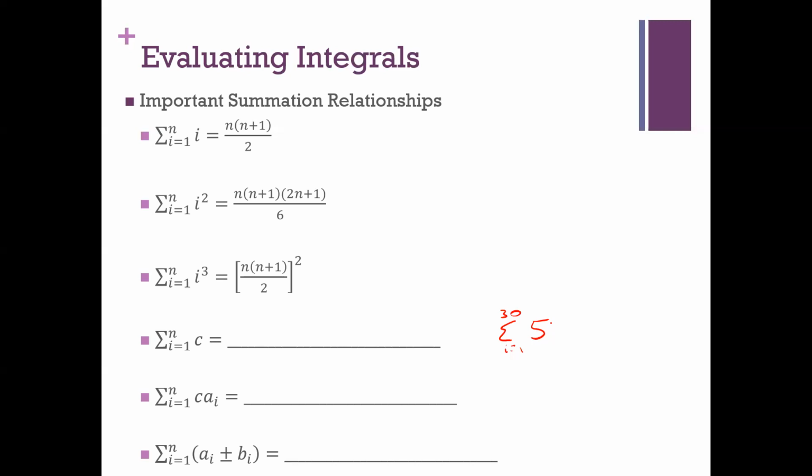So hopefully you're thinking that you wouldn't even do that addition. You could do it a lot more efficiently, right? What is this sum equal to? Right, 30 times 5, which is 150. So if I can generalize that, how many times am I going to add C plus C plus C? N times. So what is this sum equal to? N times C.